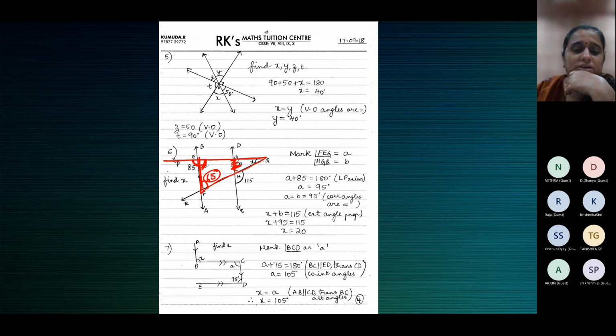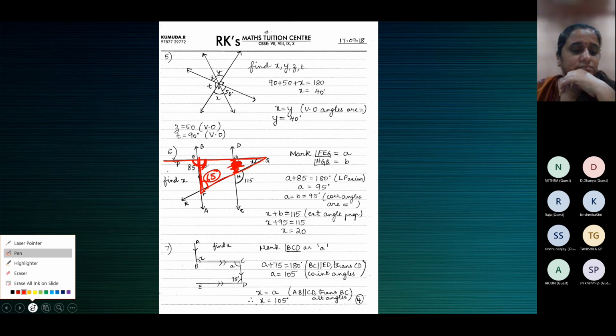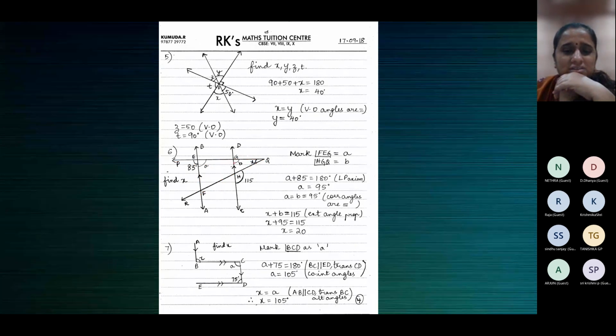Don't see this line in the middle. Don't just see the triangle, see that picture completely. Take away all those lines which run through it. See only the triangle. All the lines which run through it, take it away. Don't see this line. Erase it. So this is the triangle. EQF is a triangle.